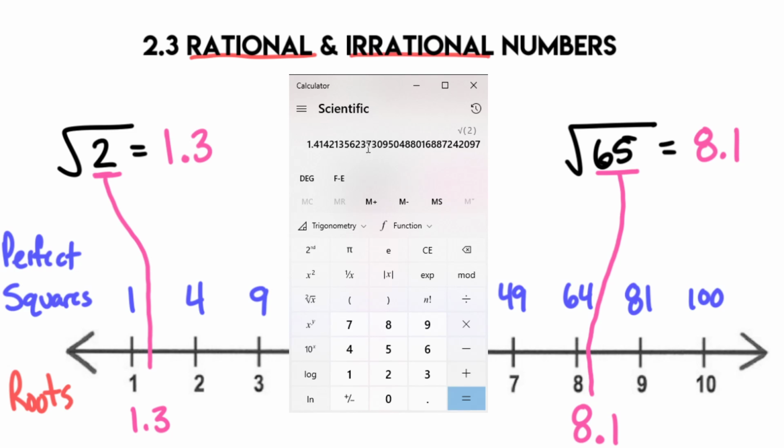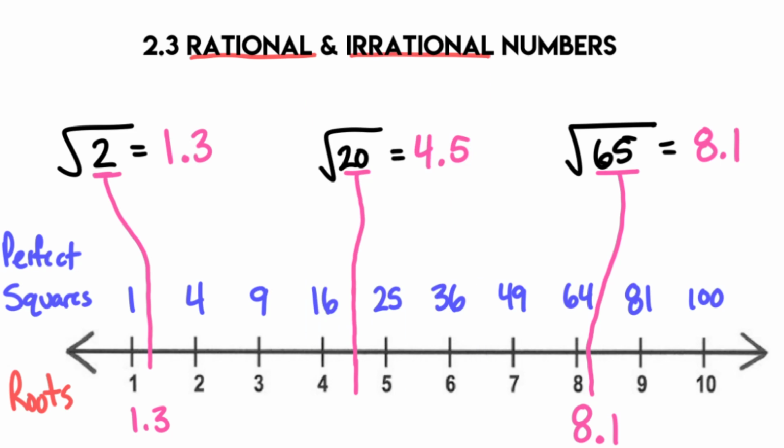So you can see we were pretty close. 1.3 was our estimate, 1.4 is the actual. But this is an infinite number. The calculator ends, but the number itself does not end. And that is because this is an irrational number. Let's talk a little bit more about what this means, and we're going to show some examples here.